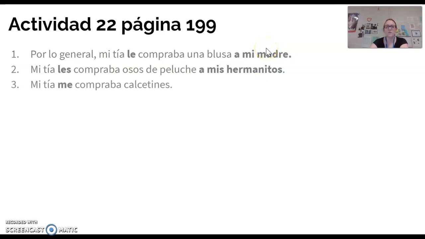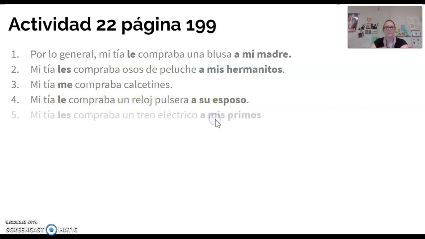Number 3, mi tía me compraba calcetines. My aunt used to buy socks for me. You could put a "me" here at the end, but we don't need to. That would just add extra emphasis. Number 4, mi tía le compraba un reloj pulsera a su esposo. My aunt used to buy a watch for her spouse, and since it's "le," we have to add this clarification.